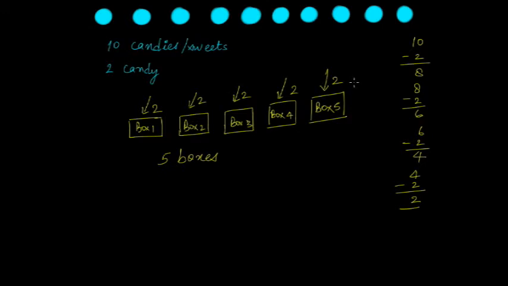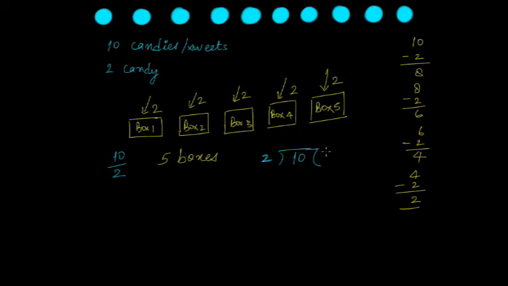What could be the other way to find the answer? We had 10 candies, and we were asked to put 2 candies in each box, and then we were asked how many such boxes you can make. So 10 candies, each box will contain 2 candies, so how many boxes will be there? Of course, you will divide it. You will divide 10 by 2 to get the total number of boxes.